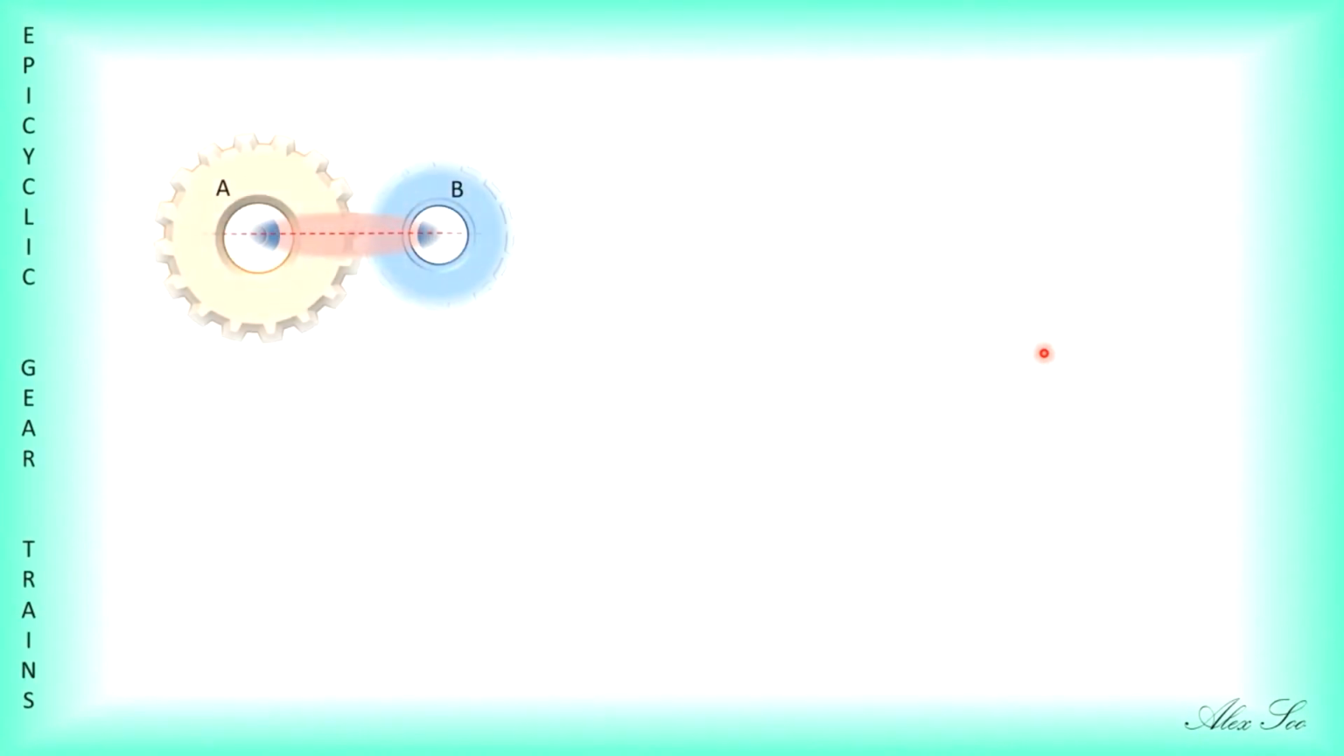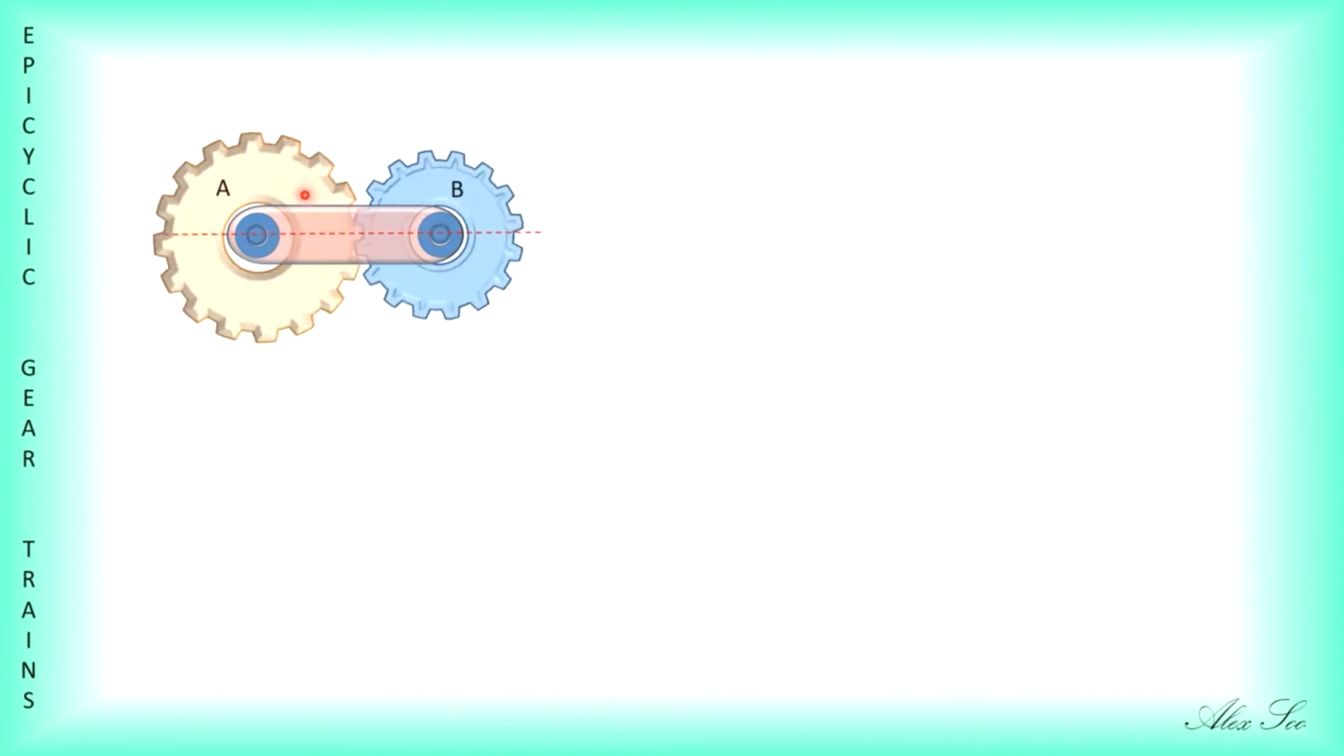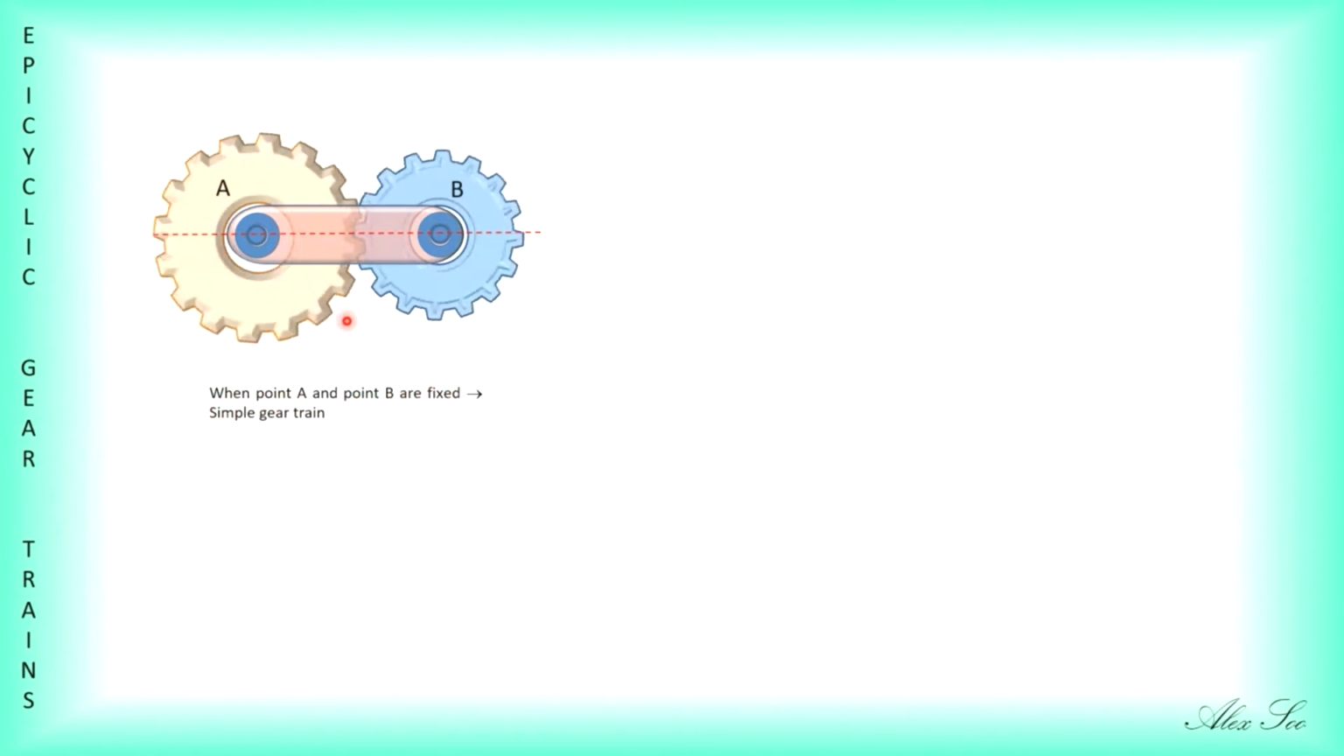So to work on the train value or the speed ratio of an epicyclic gear train, for example this, okay, first we have to fix both A and B. When we fix both A and B, then gear A and gear B will be called the simple gear train, as what we have done earlier. Okay, if point B is fixed, and point A is also fixed, then the arrangement will be called the simple gear train.